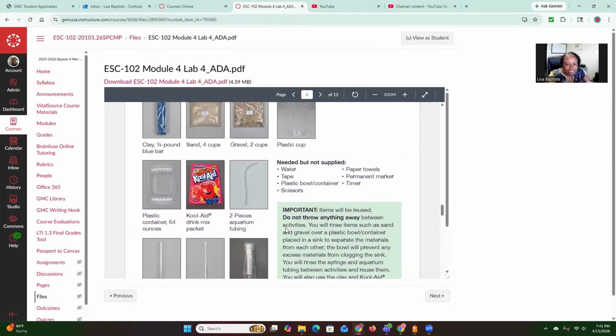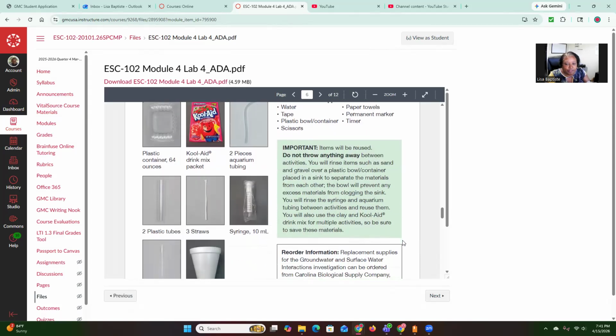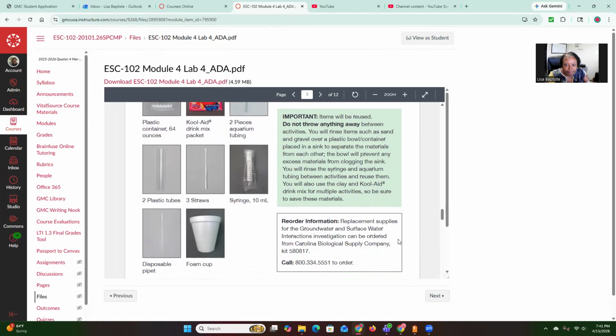The supplies that you need that are not in your kit are water, some tape, a plastic bowl or container, some scissors, paper towels, a permanent marker, and a timer. Okay, so this could be just the timer, either like a kitchen timer or the timer on your phone. It's perfectly fine.